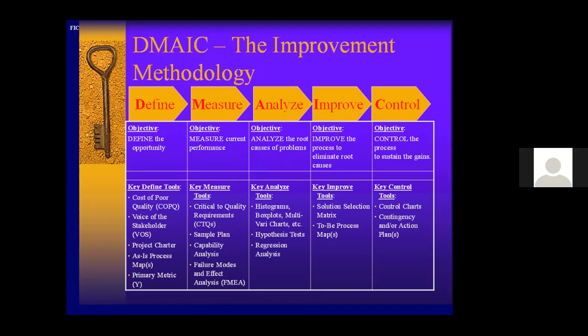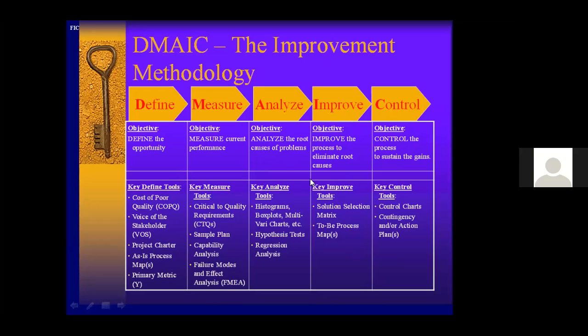Then one by one we hit upon those critical causes, CTQs, critical to qualities, and one by one we hit every individual critical cause and try to improve and remove that cause. And that is the objective of the improve phase. And tools can be solution selection matrix, to-be process maps, and so on.